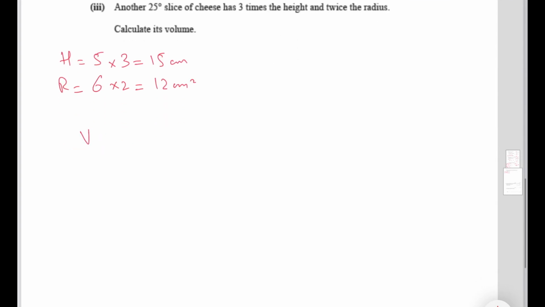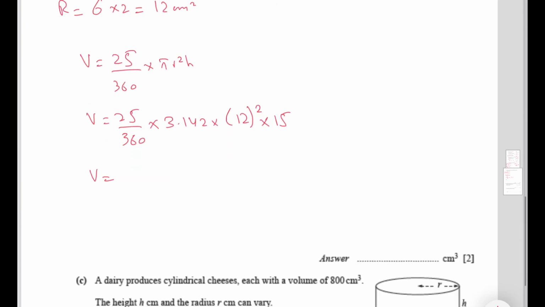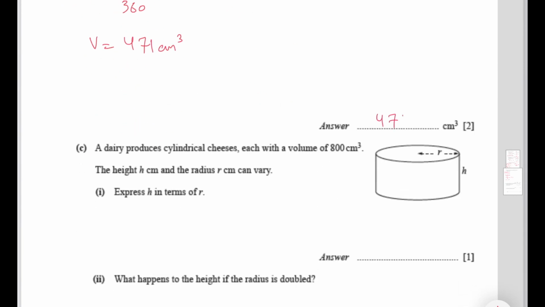Let's find the volume. So the volume would be 25 over 360 times pi r square h. So we plug in the values, we do 25 over 360 times 3.142 times the radius which is 12 squared times the height which is 15. Let's plug all of this into the calculator. We do 25 over 360 times 3.142 times 12 square, which is 144, times 15, and we end up at 471.3 or just 471 centimeters cubed. So we write our answer over here, 471 centimeter cube.